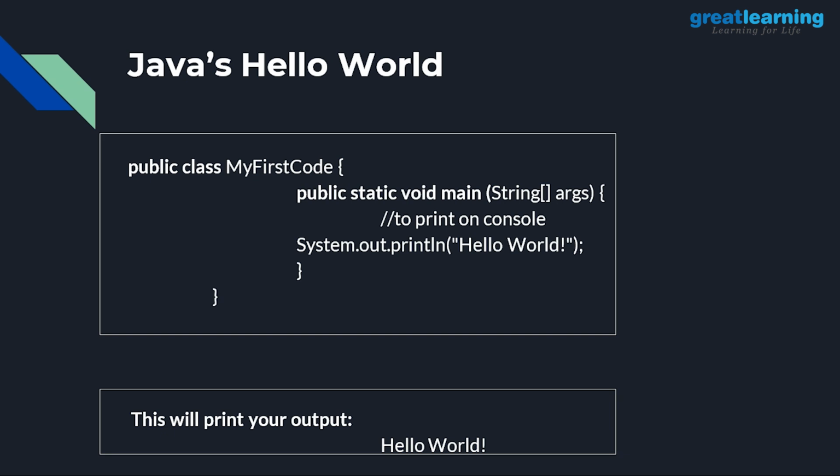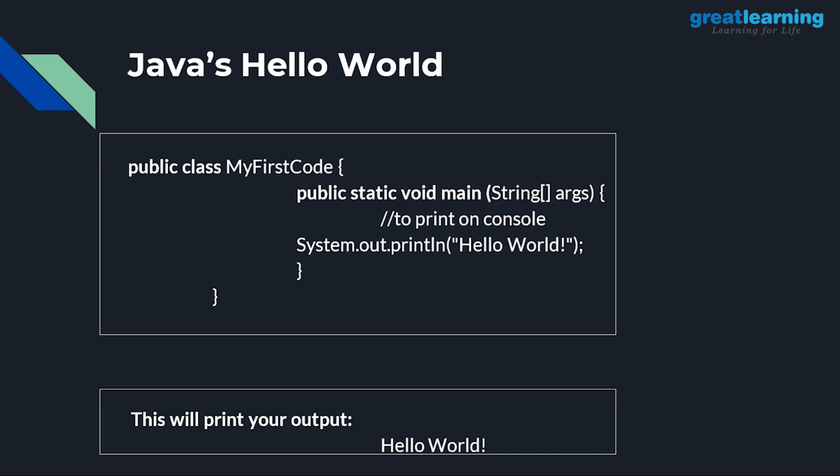Basically, what do you mean by public? It's an access specifier. For example, if something is public, you can access it anywhere in your code. If it's private, you can access it only within a class. Those things will be covered. But for public, you must know that it is public to everyone. You can access this class from anywhere.